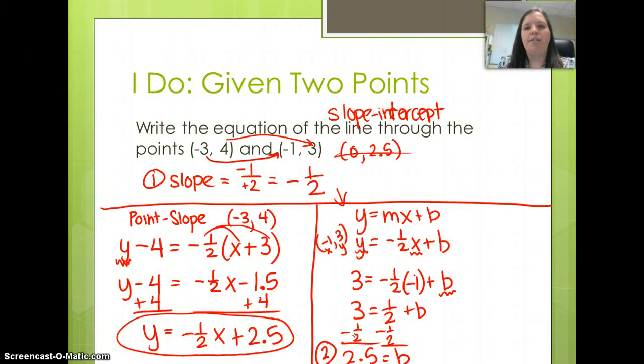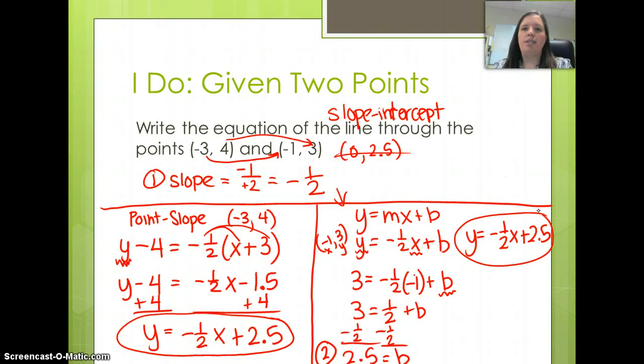Now I know what the slope is from my original step, and I know what the y-intercept is from my second step. I can now write the equation y equals -1/2 x plus the y-intercept value, which was b. So you notice I got to the same equation. Both processes can lead me there, but it's just two different methods.